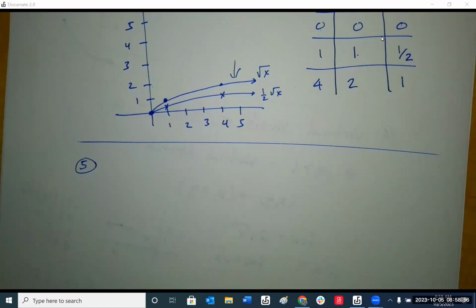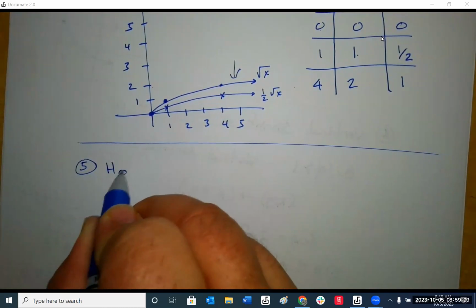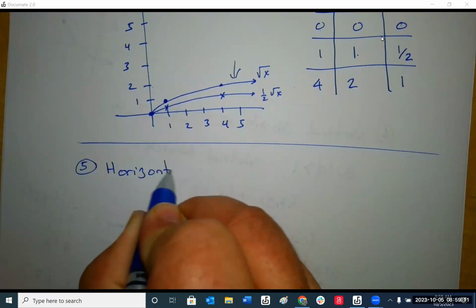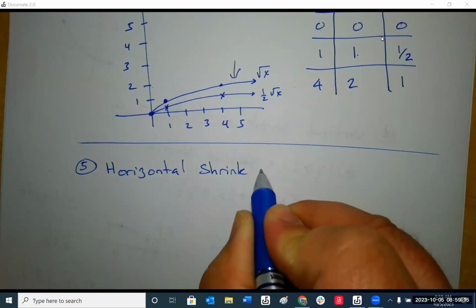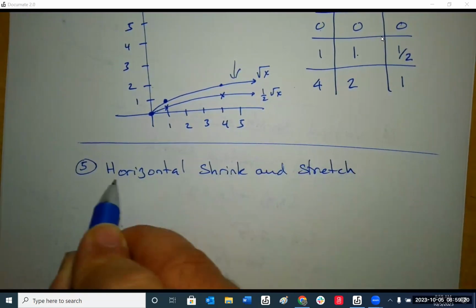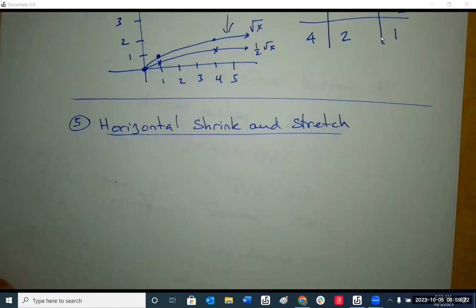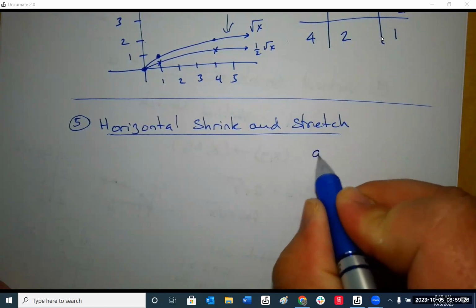Again, remember I said, if it happens outside, it is what it is. If it's times 2, you multiply by 2. If it's divided by 2, you divide by 2. But if it's inside, it's opposite. And if it's inside, it's horizontal. Horizontal shrink and stretch.